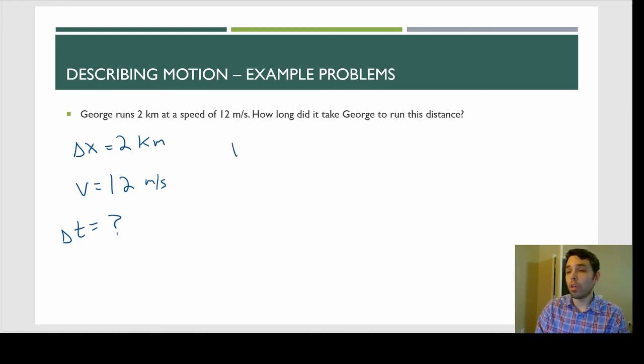What equation are we going to use? The same one as before. We're just going to rearrange it a little bit. This is where students tend to say, oh my God, I got to rearrange letters in a formula. Yes, you do. Get over it.